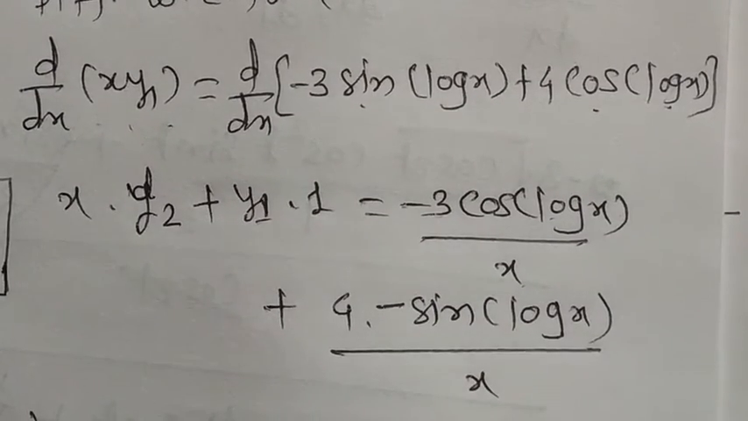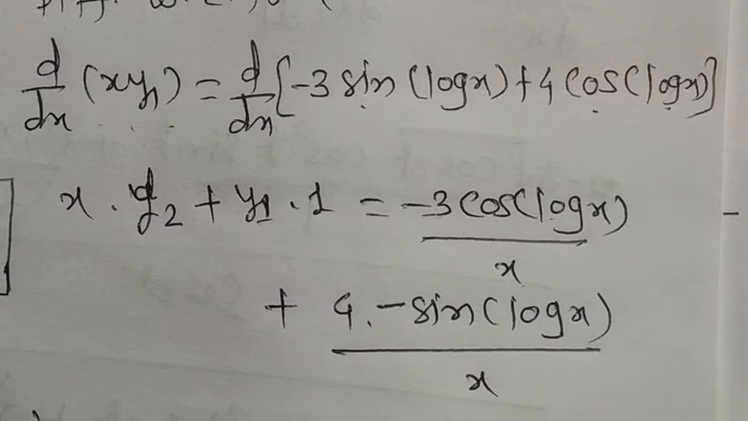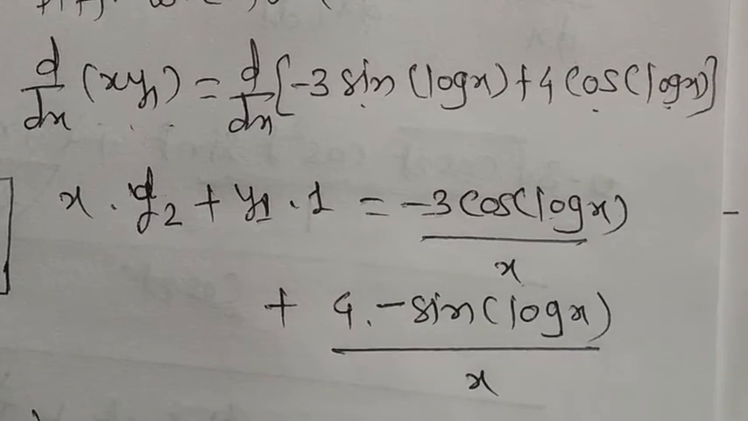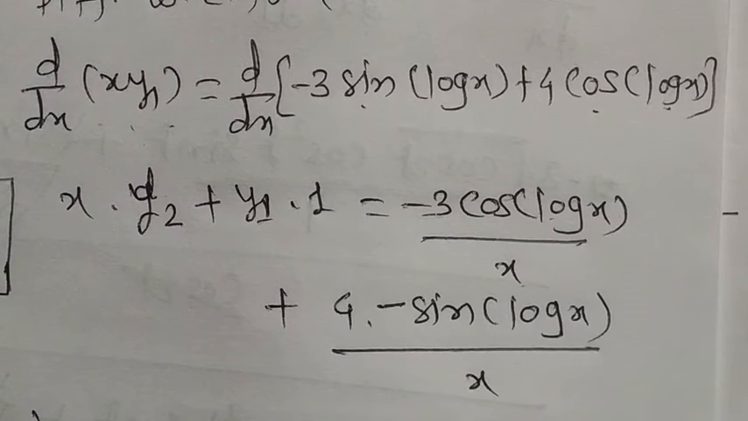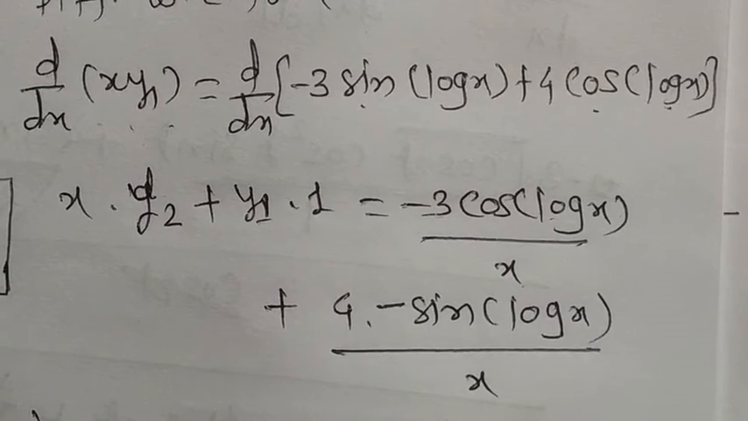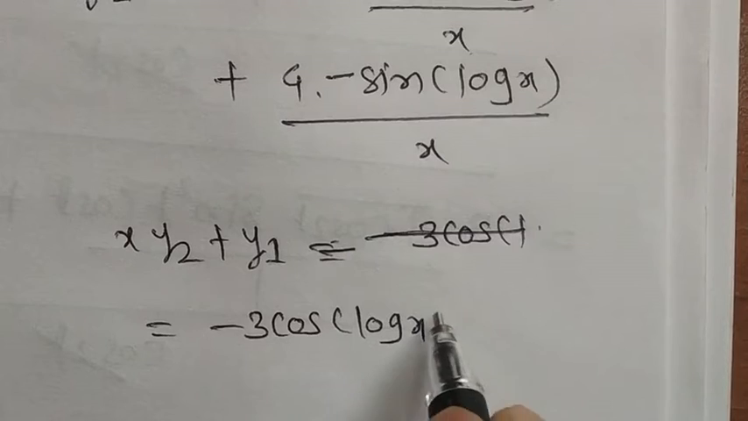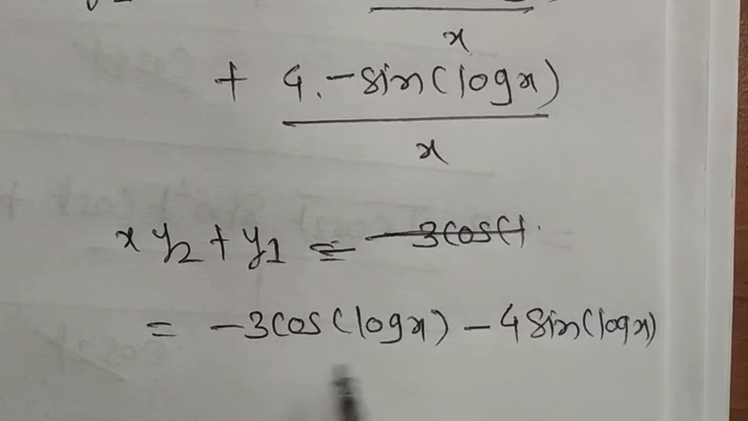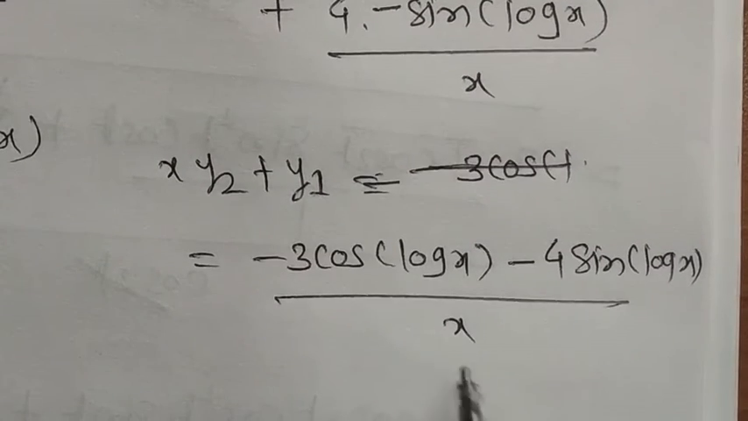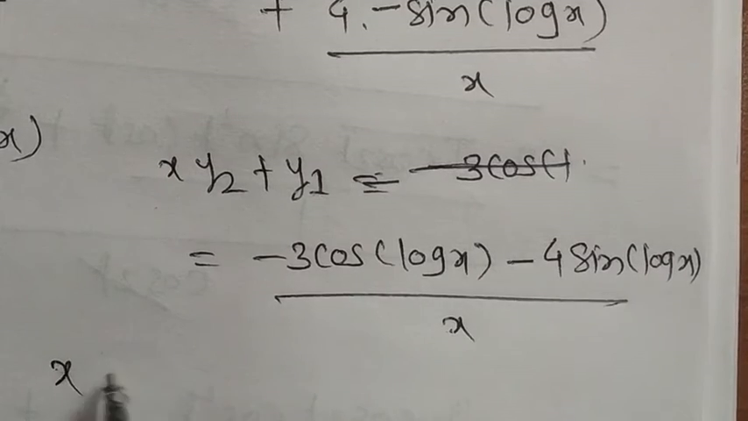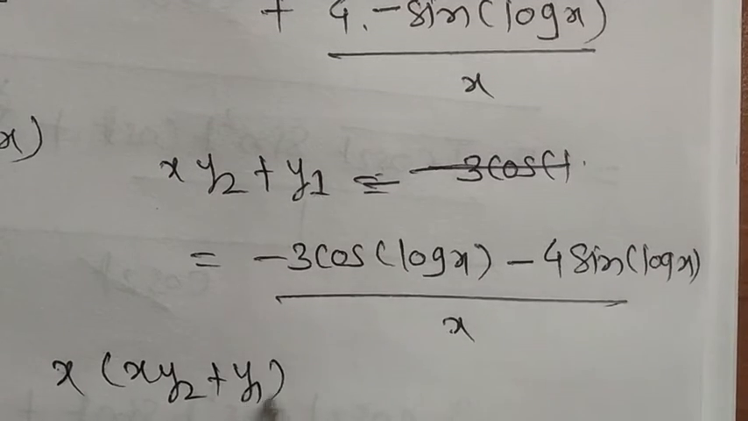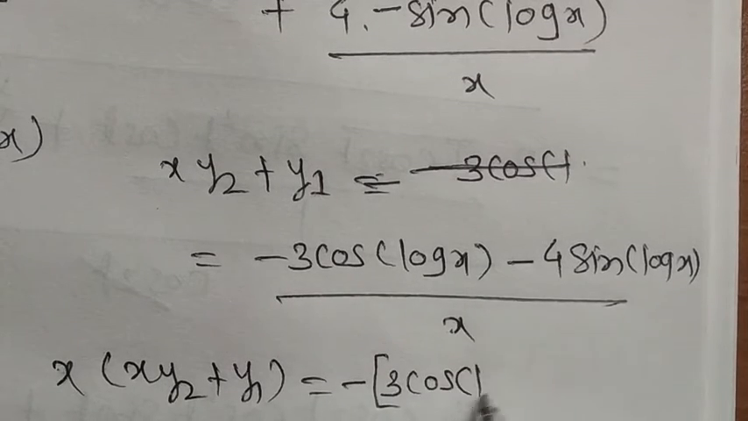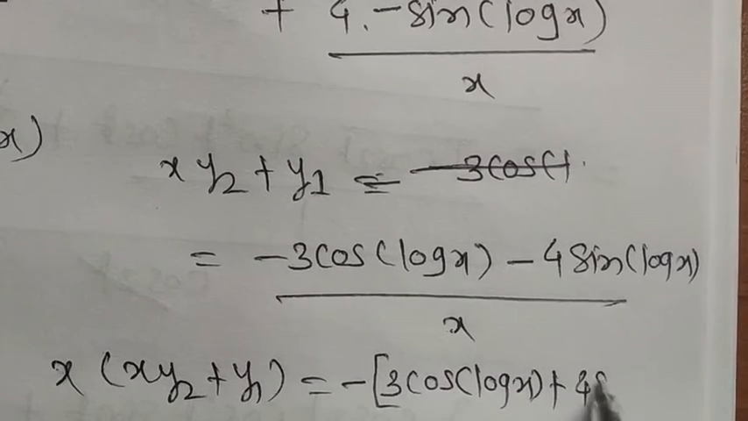So we write it in a simple way: x y2 plus y1 is equal to minus 3 cos of log of x, we can write on the next line, minus 3 cos of log of x minus 4 sine of log of x upon x. This x can be multiplied here, then x y2 plus y1, take a minus sign common, what remains? 3 cos log of x plus 4 sine log of x.